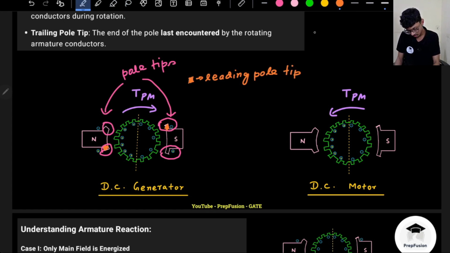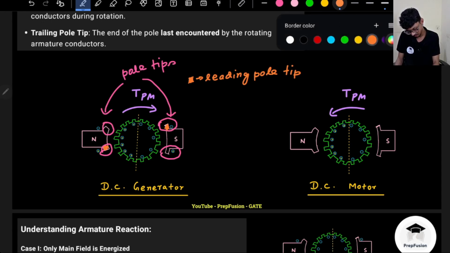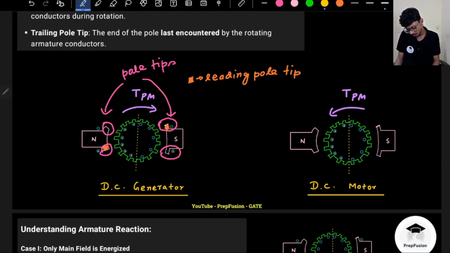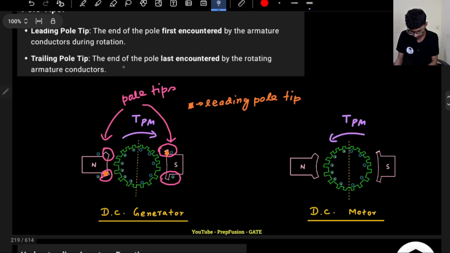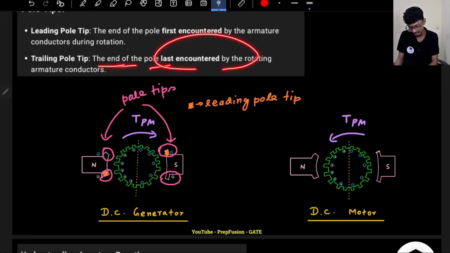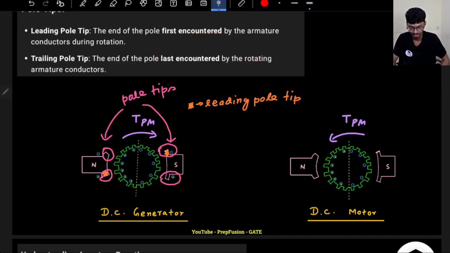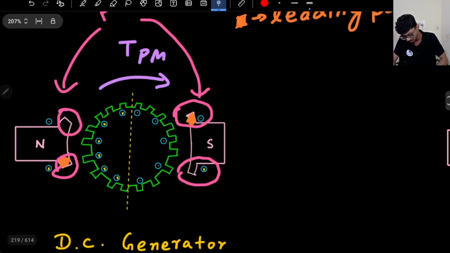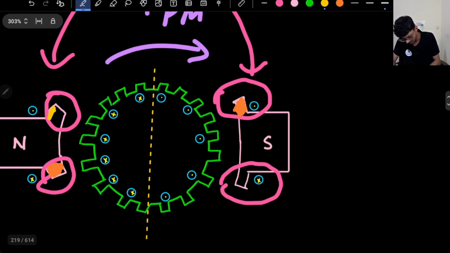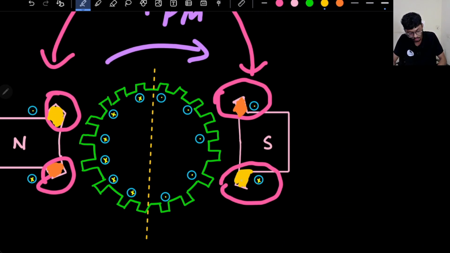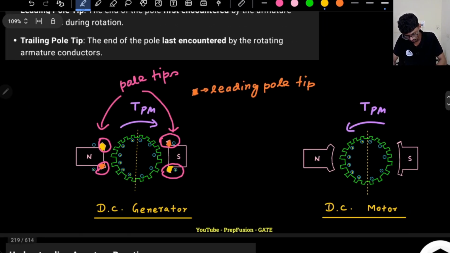Okay, and now let me choose another color. Now which one is the trailing pole tip? The trailing pole tip is the one at the end of the pole that is encountered last by the rotating armature conductors. If I rotate in this direction, which one will I encounter last? This one, right? For the south pole, if I rotate, this one I will encounter first, and this pole tip will be the last one that I encounter. So these will be my trailing pole tips. The terminology is very important because we will use these terms.